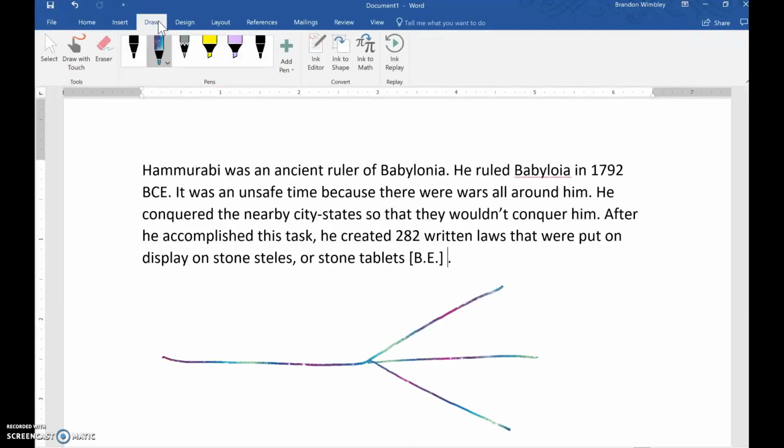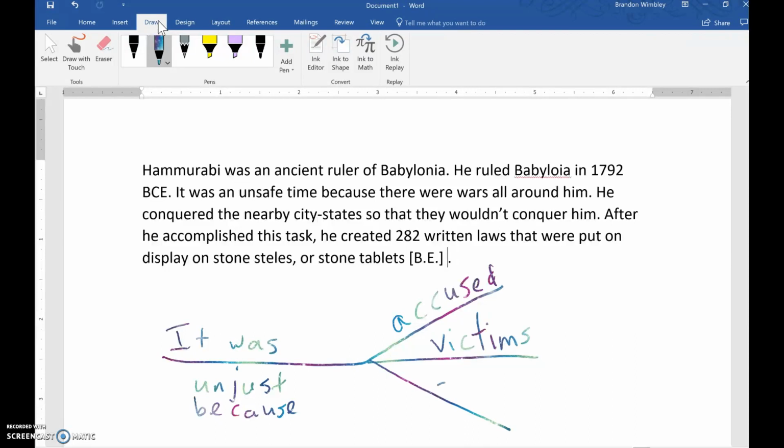And we had our thesis statement was, it was unjust, it being Hammurabi's Code, because, and then we have our next 3 paragraphs focusing on those 3 parts of our thesis statement. So the first one was, it was unjust for the accused. It was unjust for the victims, and it was even unjust for all of society, because remember, there are some rules in there that didn't just affect those 2, but affected society and how it would function. So this is what our thesis statement was. So we're going to add that in here next.